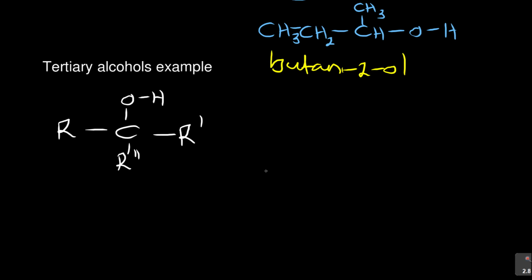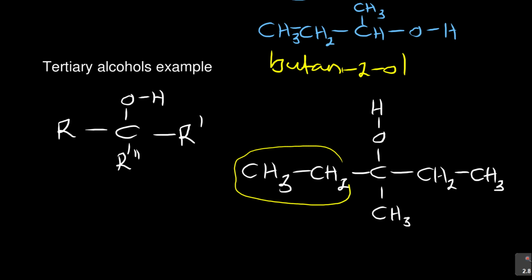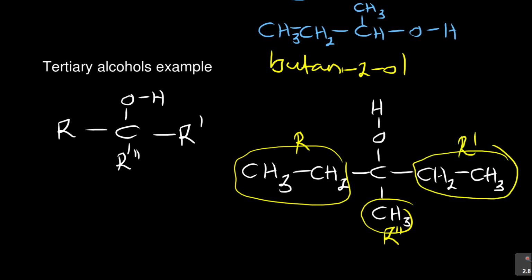Let's start with a CH3, CH2. I'll do the condensed one for now, and then I can have a COH. See the alcohol part there. Here I can have a CH3 group, and then here I can have a CH2CH3 group, like that. So look at it. I've got my R here, I've got another R here, call it R2. I've got my R1 here. That's it. So what will you call the name of this alcohol?